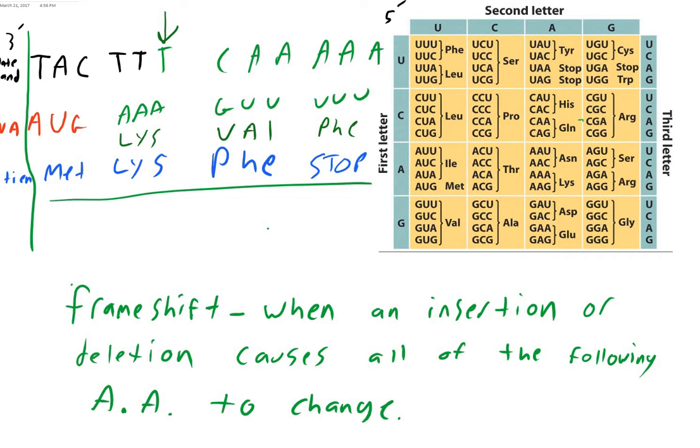And it may go on and on for a very long time, just because now everything has literally been shifted out of order. A frame shift mutation is when an insertion, what we just did, or even a deletion causes all of the following amino acids to change, because you're now inserting extra information. You're not just simply replacing an entire codon.